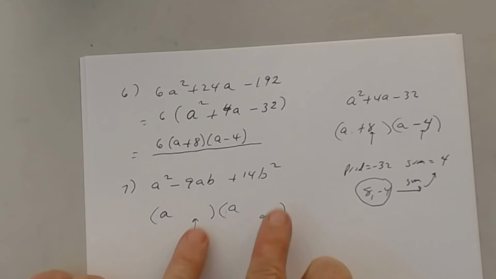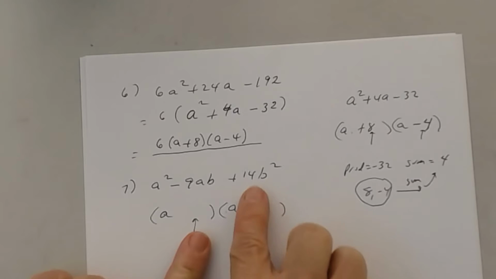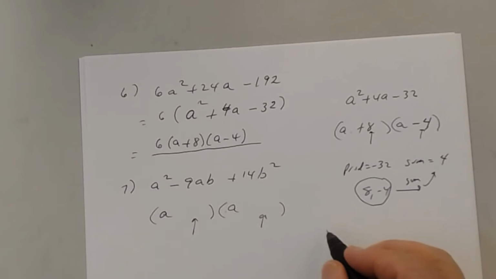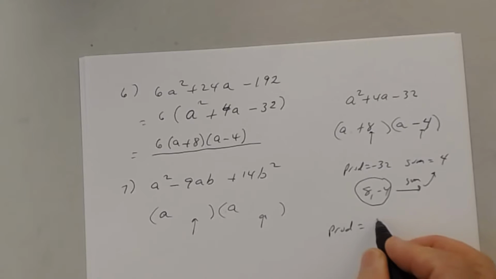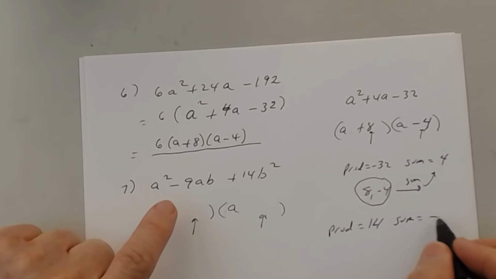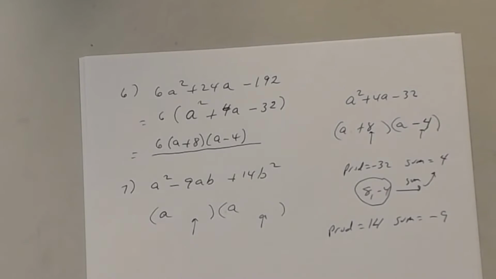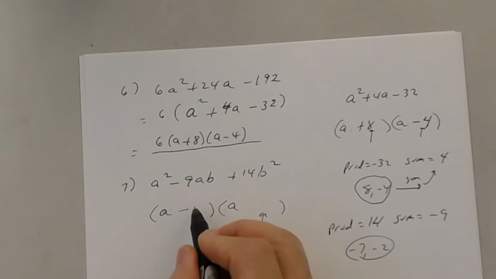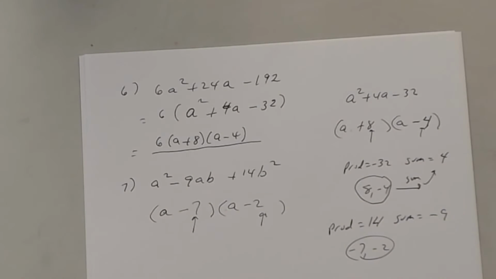So I need two terms whose product is 14b squared. Let's just look at the 14 for right now. I need 2 numbers whose product is what? 14, and the sum is what? Negative 9. Okay. Negative 7, negative 2. So that goes inside the parentheses. But be careful. I'm just going to write this for right now. So A minus 7, A minus 2. And that's what most of you are going to write.